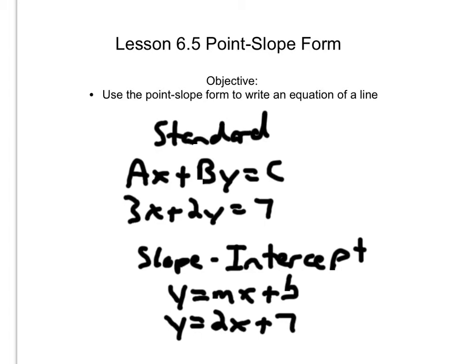Now we're learning a new form called point-slope. So each of these forms will have its benefits from time to time on when you want to use them. Okay, and we've learned that slope-intercept is really nice for graphing. Now we're going to talk a little bit about point-slope form and when you would want to use that. Okay, so let's go on and talk about it.